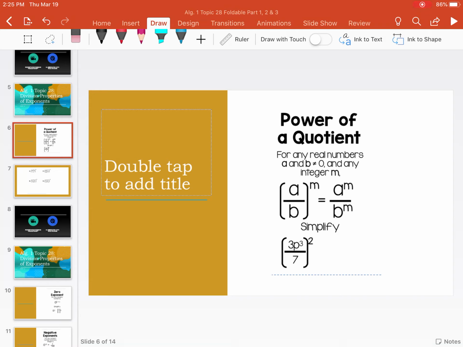So power of a quotient: for any real numbers a and b, where b does not equal 0, and any integer m, we have a divided by b, all raised to the m, equals a to the m divided by b to the m. What I really want to focus on right here is where b does not equal 0. That's because our b is in our denominator, and b cannot equal 0 because we cannot divide by 0.